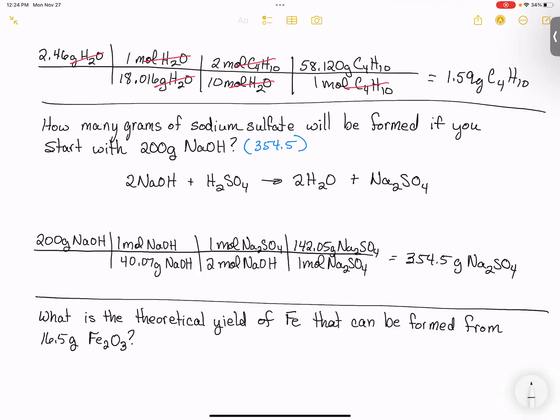Theoretical yield, don't let that term burn you. Theoretical yield is grams. It's basically, in theory, how much can be made in grams. So don't let the word theoretical yield throw you. It's still the same math we've been doing.